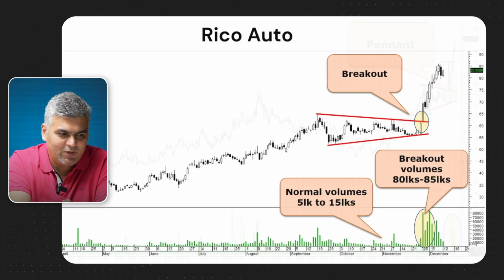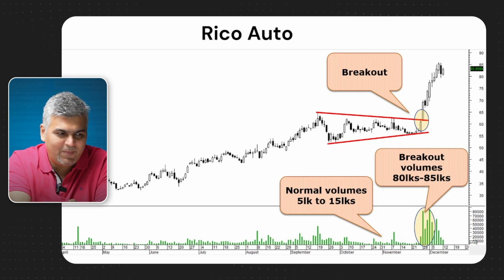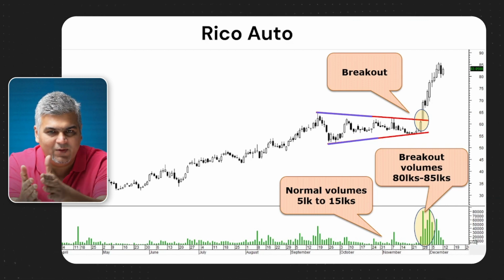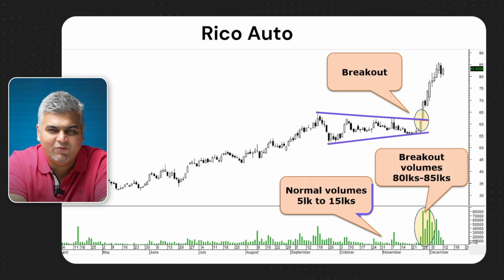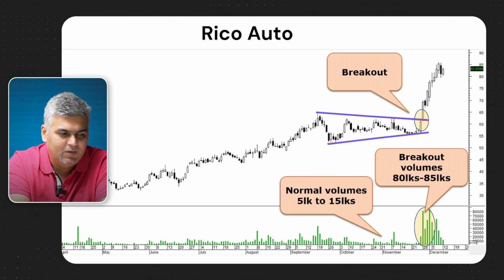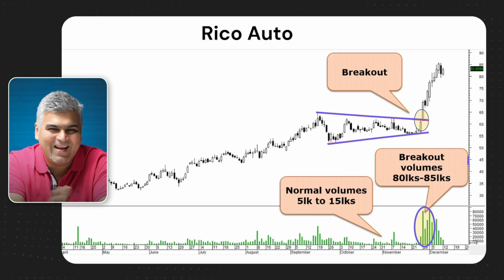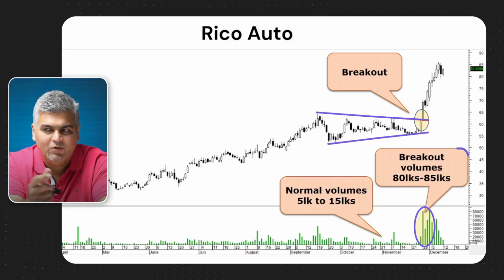When you look at it closer, you can clearly see a pennant or a triangle out here. The range is very, very contracted. And see the volume change. Normally it would be 5 to 15 lakh shares. During the breakout, it started trading 80 lakh shares, right? So this is your advantage. You get a chart pattern breakout followed by huge volumes.